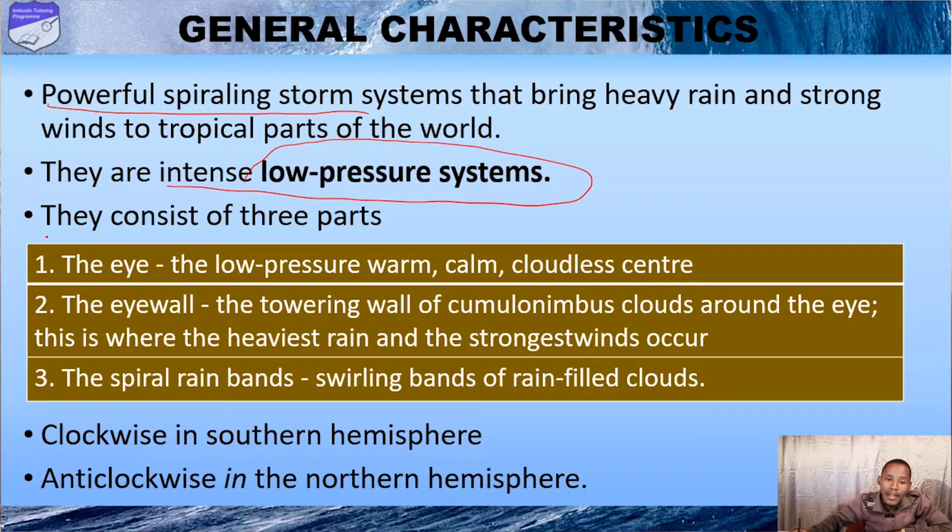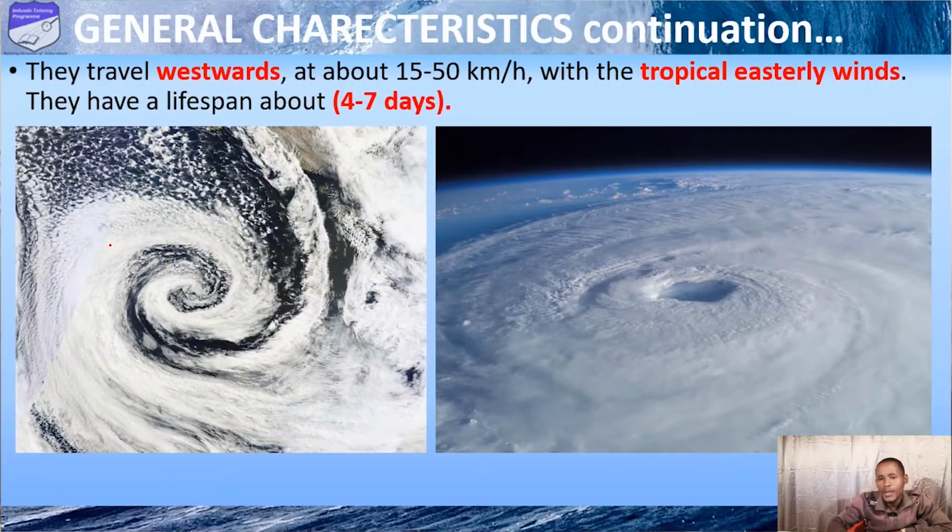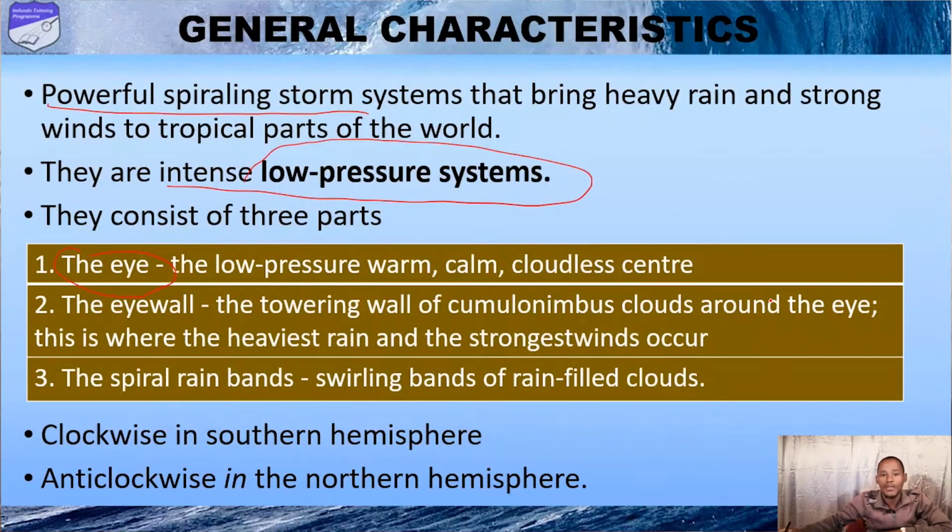The first one being the eye. What is an eye? Let me jump straight into an image, guys, so that you can see what a tropical cyclone looks like before we continue with this part. This is how a tropical cyclone looks. As you can see around here, we've got clouds. All of these are clouds. When we talk about the eye, this is what we are talking about. This is your eye. So that is the first part of a tropical cyclone, the low pressure, warm, calm, cloudless eye.